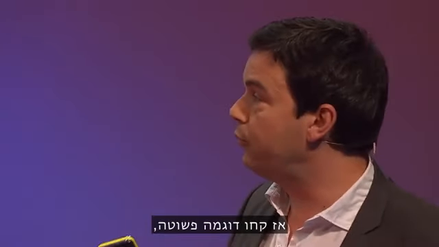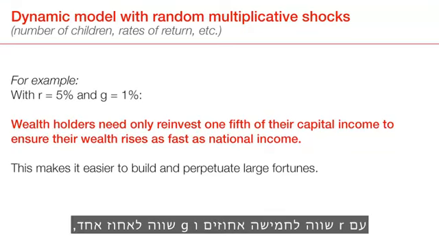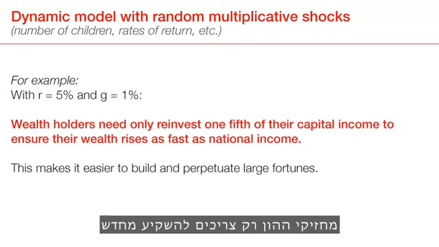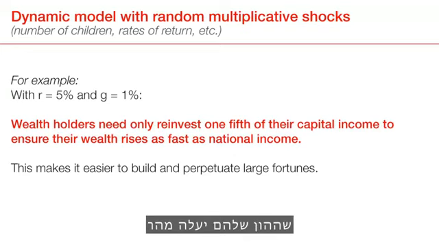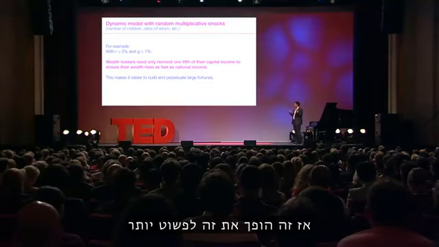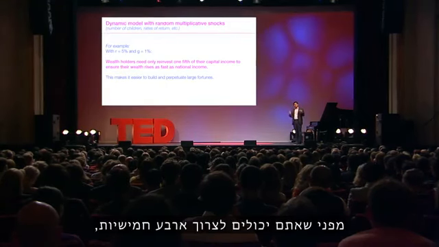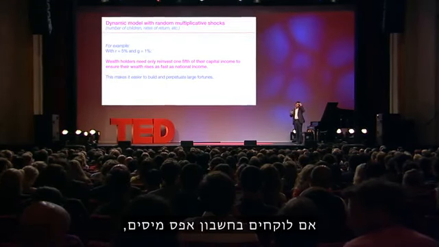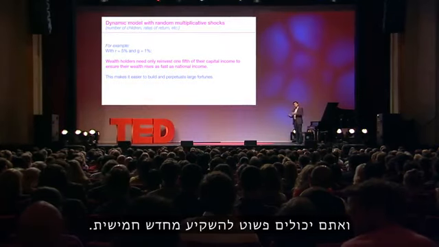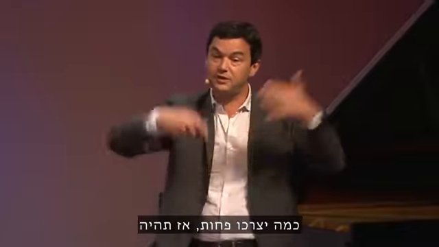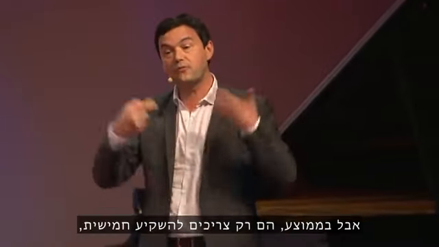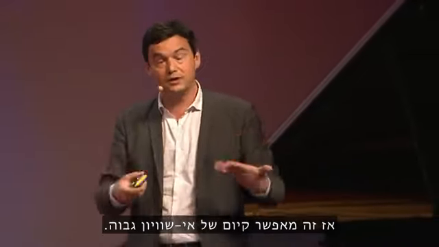So take a simple example: with R equal to 5% and G equal to 1%, wealth holders only need to reinvest 1/5 of their capital income to ensure that their wealth rises as fast as the size of the economy. Okay? So this makes it easier to build and perpetuate large fortunes, because you can consume 4/5, assuming zero tax, and you can just reinvest 1/5. Of course, some families will consume more than that, some will consume less, so there will be some mobility in the distribution, but on average they only need to reinvest 1/5.